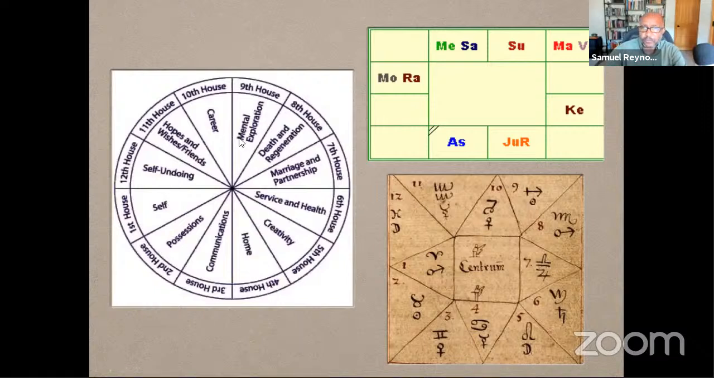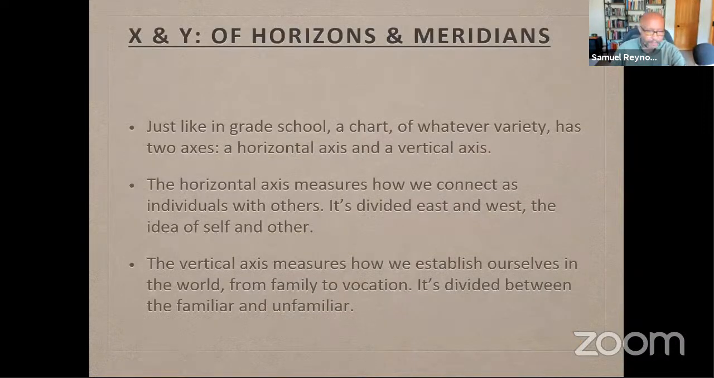So one thing to understand about these houses, and I am talking mainly about this circular wheel, which is what we're going to talk about more, but I wanted to introduce you to different conceptions of houses, is that we're really talking about horizons and meridians, the X and Y axis, like you remember from grade school, where we have a horizontal axis and a vertical axis. The horizontal axis, with that word horizon, the ascendant, measures how we connect as individuals with others. It's divided east and west, the idea of the self related more to the east and the idea of the other related more to the west.